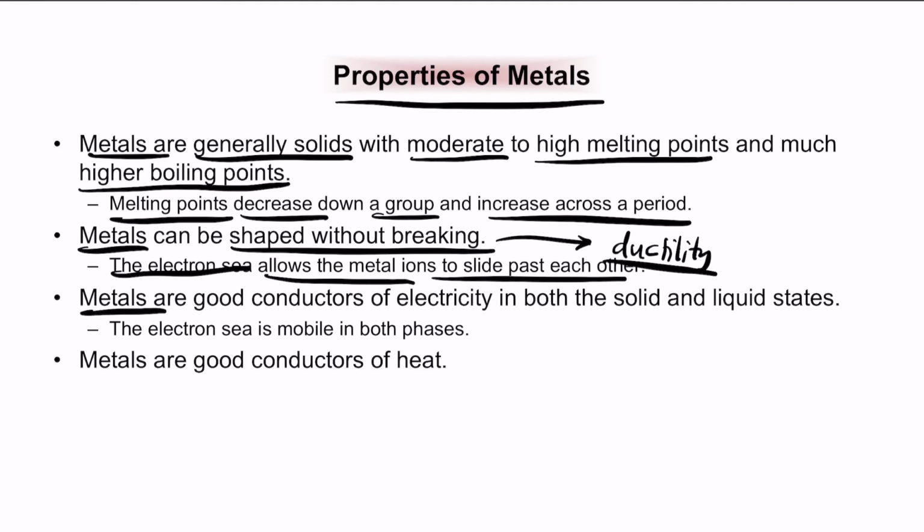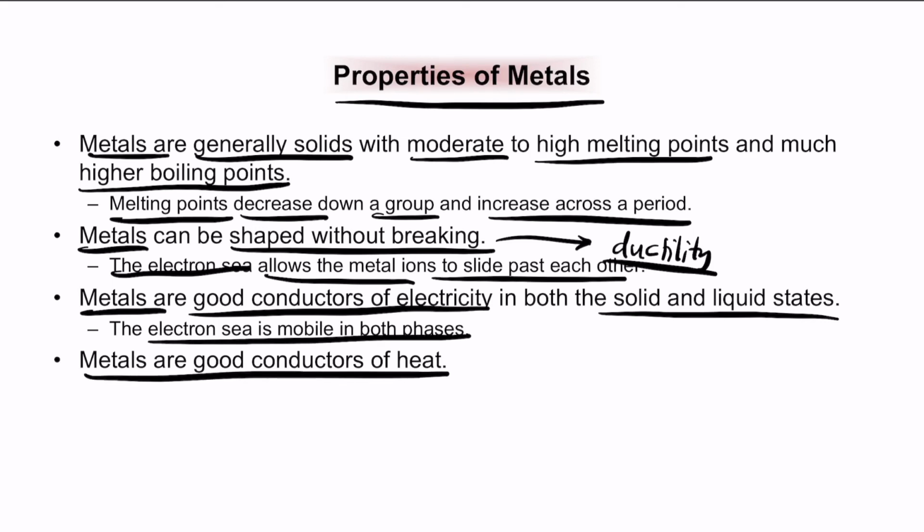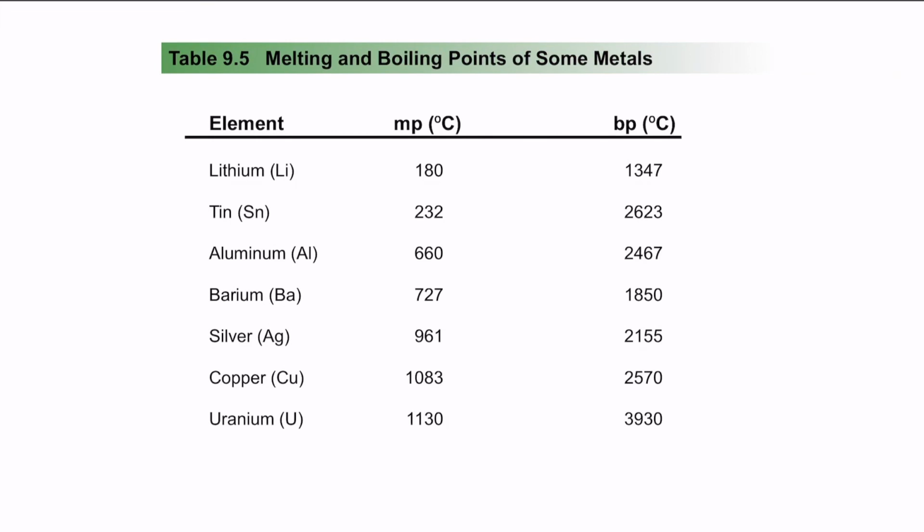Metals are also good conductors of electricity in both solid and liquid states. Here also the electron sea is mobile in both phases. These metals are also really good conductors of heat, and there again the electron sea plays the important role.